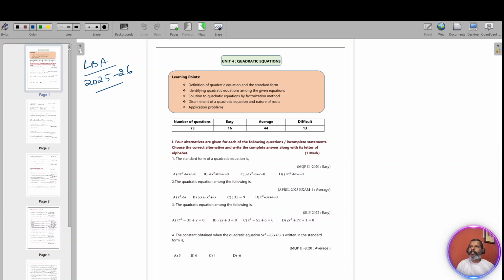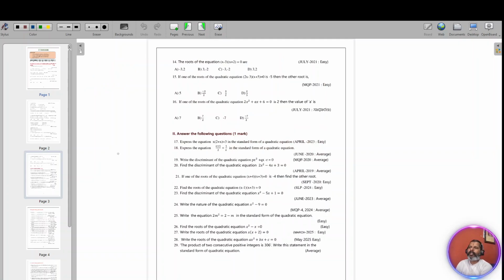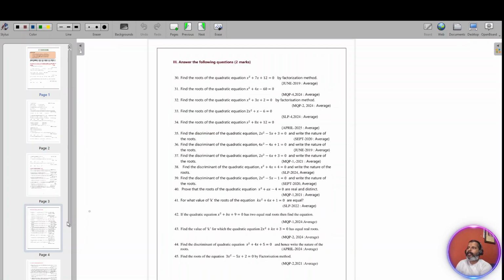Hello students, in this class we'll see lesson based assessment LBA quadratic equation 2 marks question. We have seen 1 mark MCQ and 1 mark descriptive in previous classes. In this class we'll see the third main question, 2 marks questions.